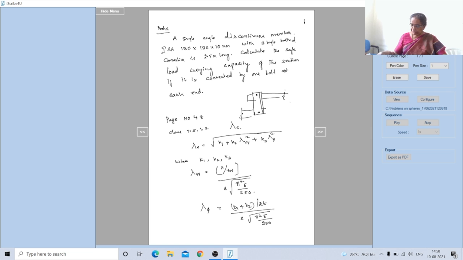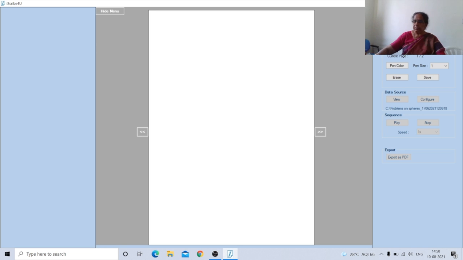Now we will start finding the strength. First we calculate. I'll draw the given angle. The given angle is 130, this side also is 130, and this thickness is 10.